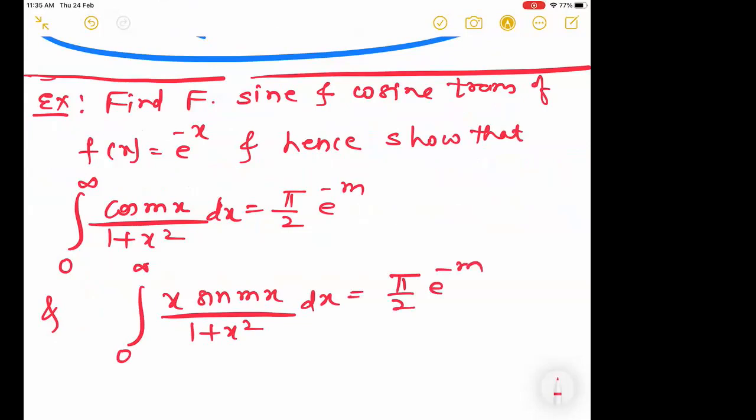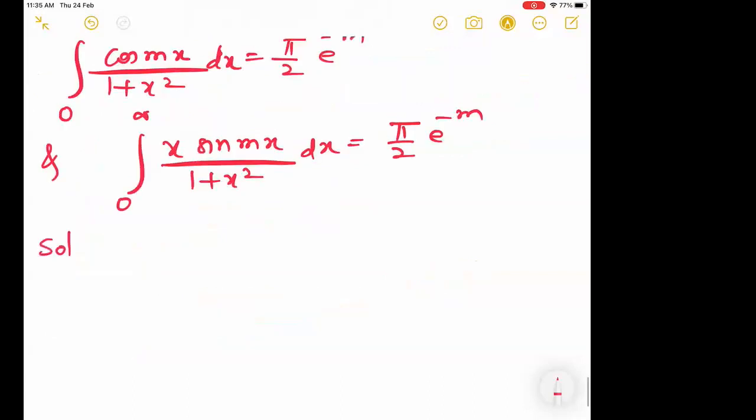Okay, so the question is to find the sine and cosine transform of the function e raised to minus x. That's like your previous example. And hence show that. So whenever it is hence show that something integral answer, it means you have to consider the inverse transform of that. So let us first work out the first part where the sine and cosine transform is asked.